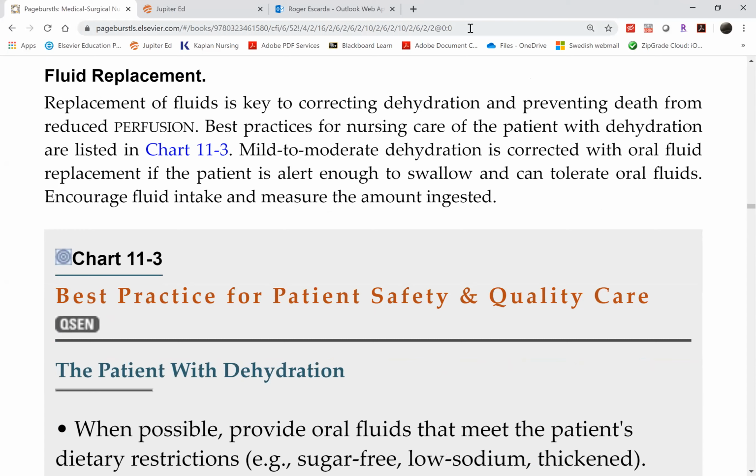Thank you, Miss Alexa. Do you want me to read the whole paragraph, Professor?